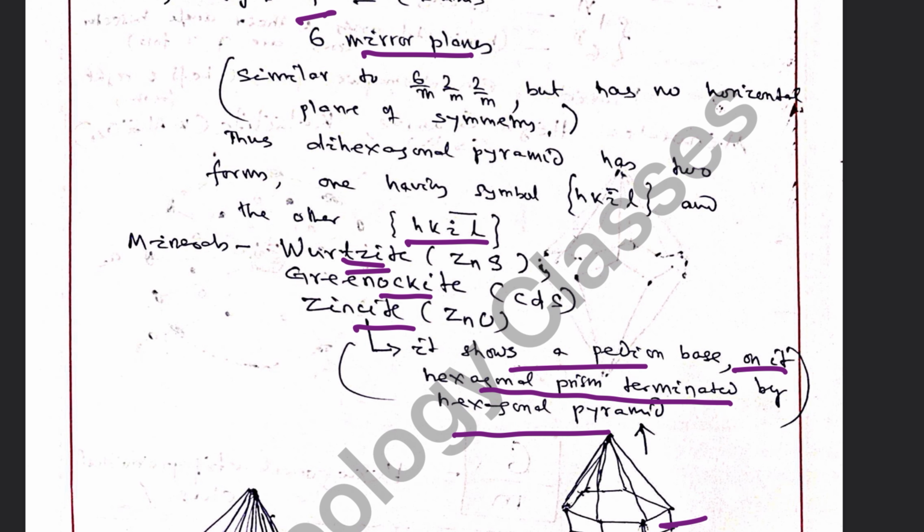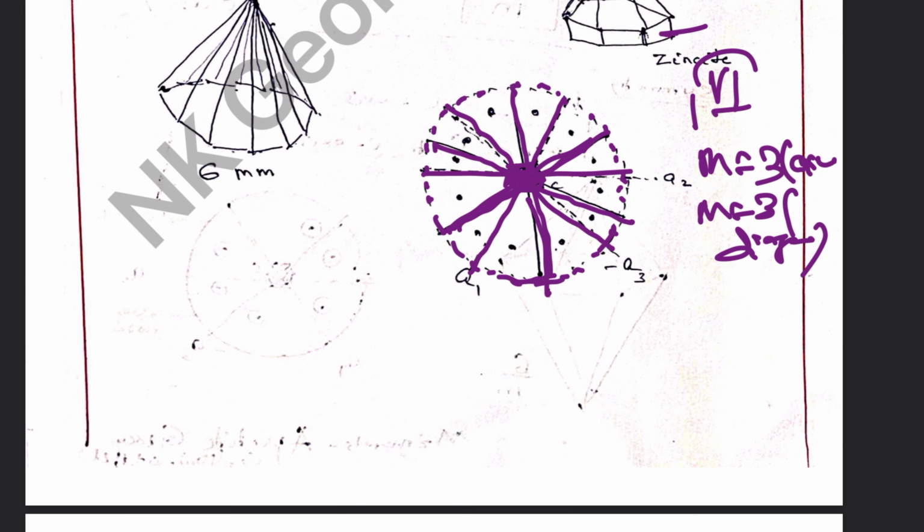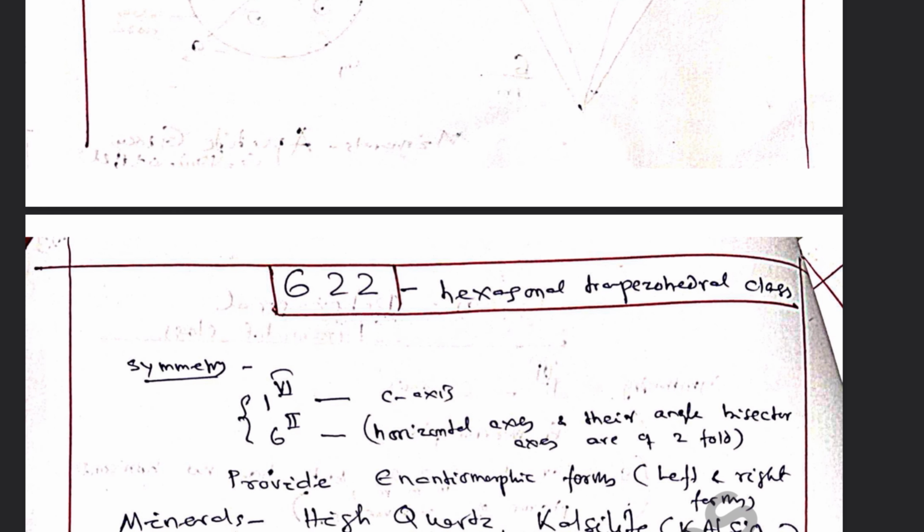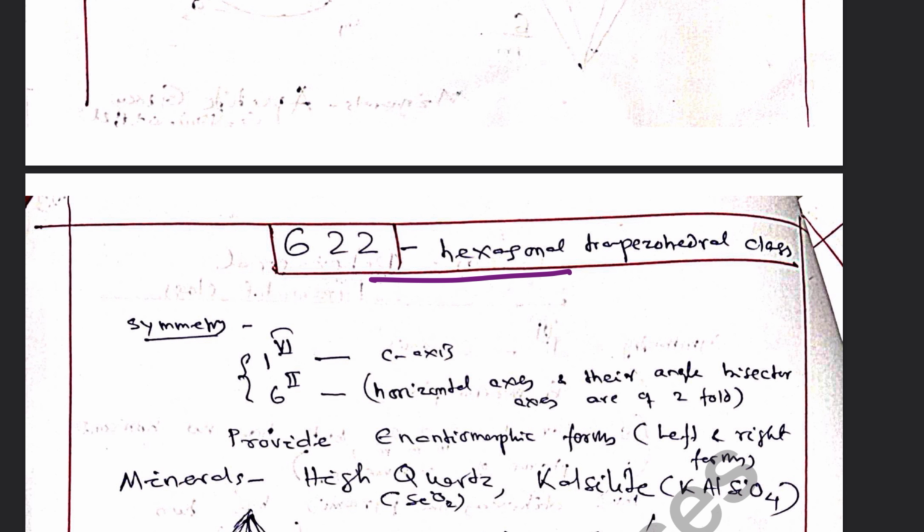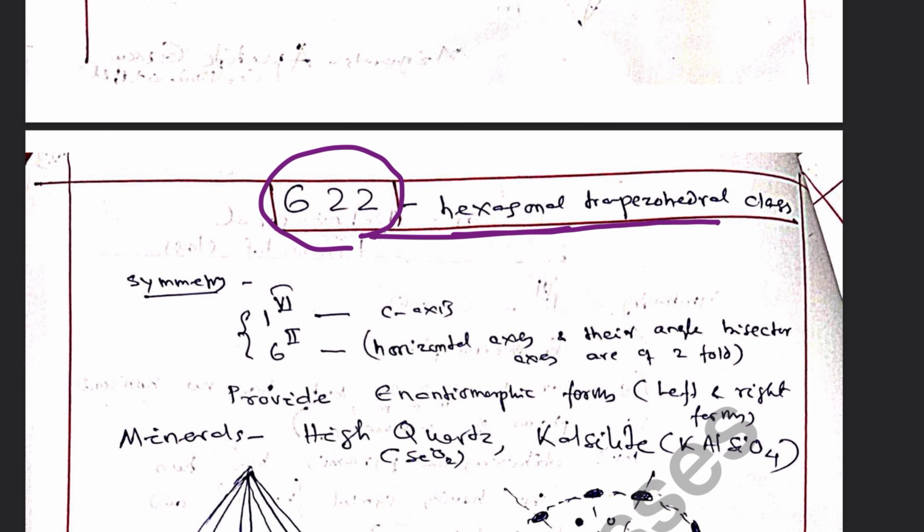Common minerals are wurtzite, greenockite and zincite. And in 622, it is a holoaxial class, no plane, no center. It is called the hexagonal trapezohedral class.